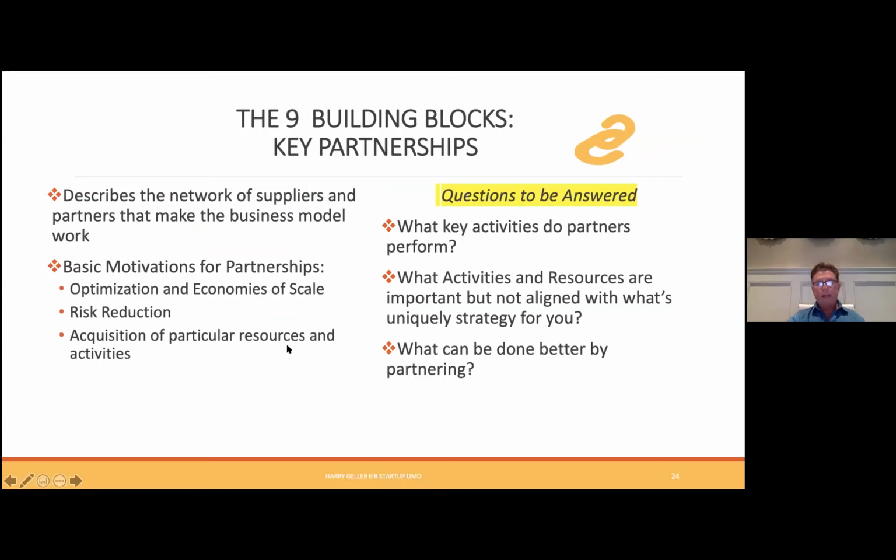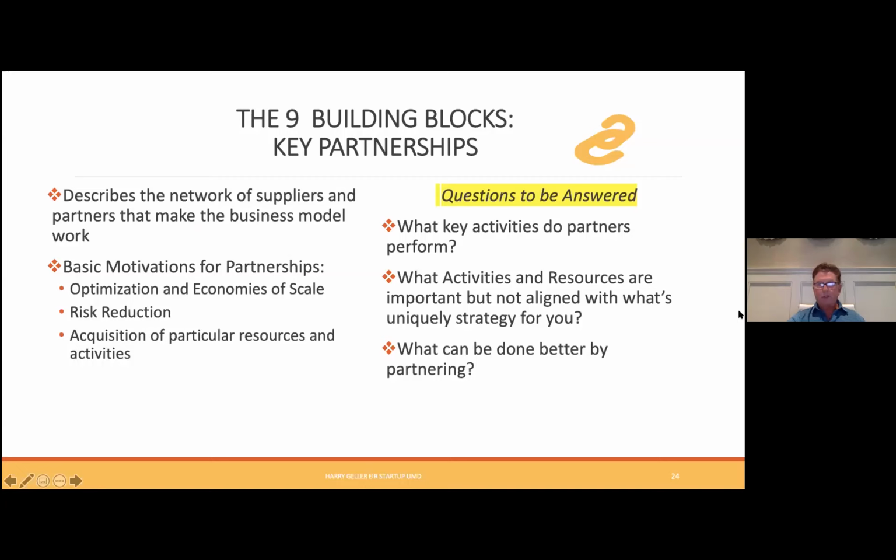Next would be key partnerships. That describes the network of suppliers and partners that make a business model work. The basic motivations for partnerships are optimization and economies of scale, risk reduction, and acquisition of particular resources and activities. So if someone has a piece of technology you don't have, that would fall into the acquisition part.